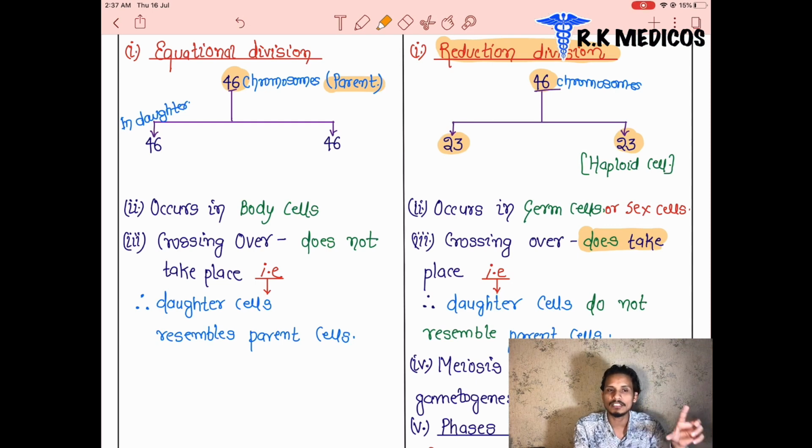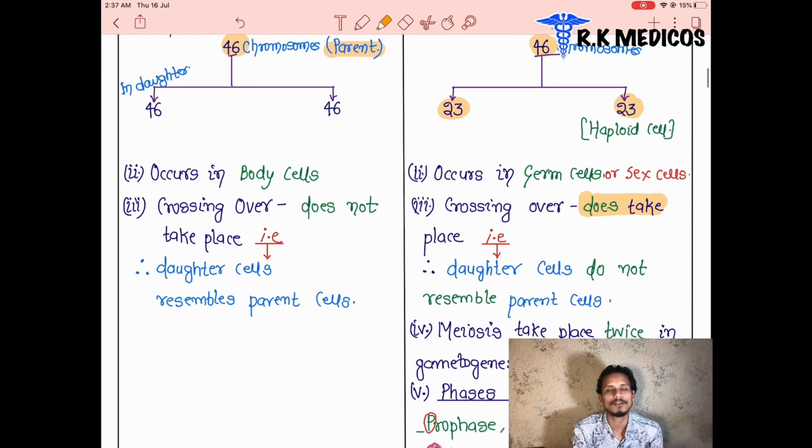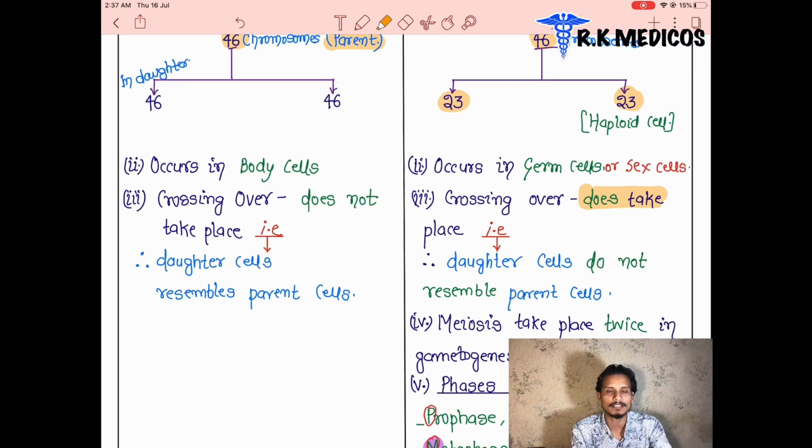But in mitosis, the same chromosome number is transferred to the daughter cells: 46. That is in somatic cells. In the germinal cells or the sex cells, the number gets reduced. That is the haploid number, 23. One set of chromosomes comes into the daughter.